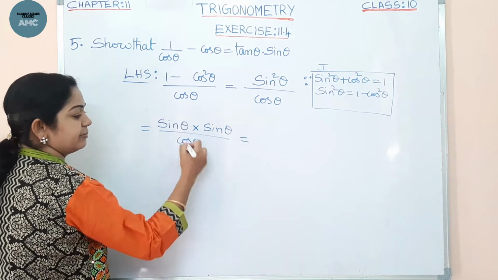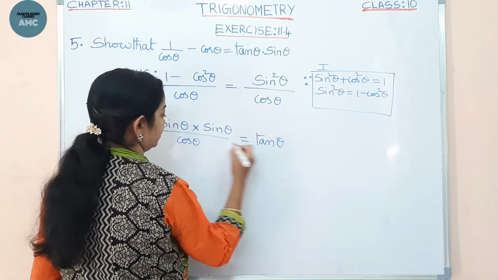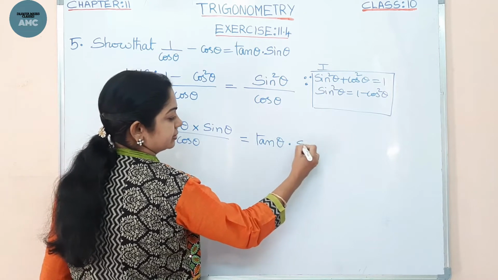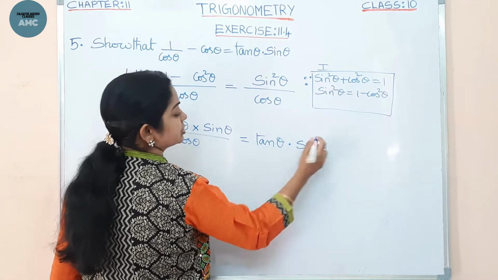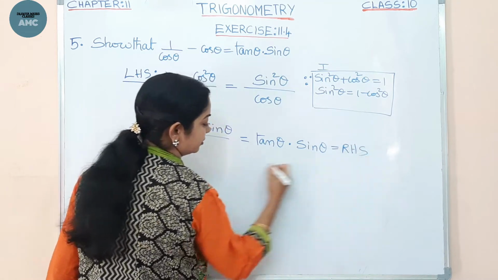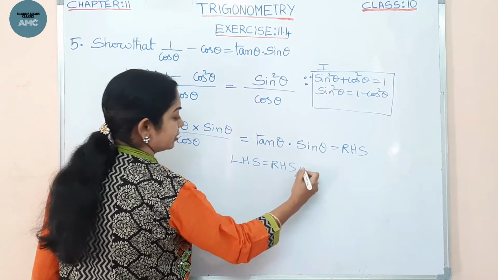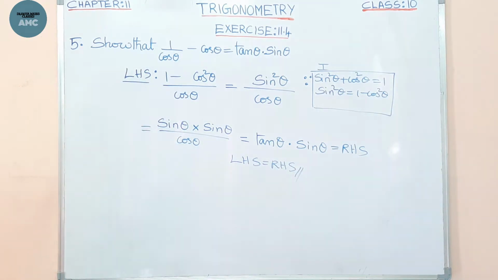Now here sine by cos clearly is tan theta, isn't it? Multiplied by sine theta. So this is the RHS, right? Quickly pause the video and note it down. We have got LHS equal to RHS. Or either take the screenshot.